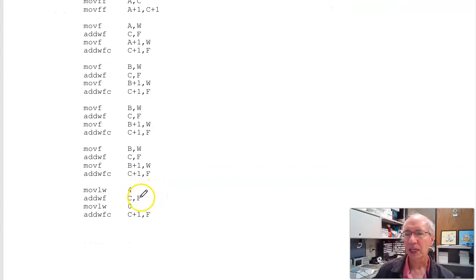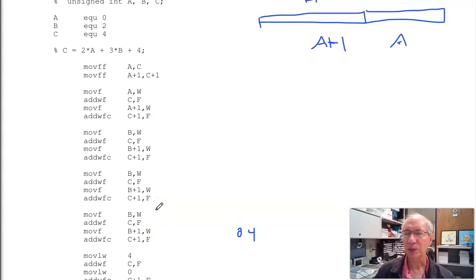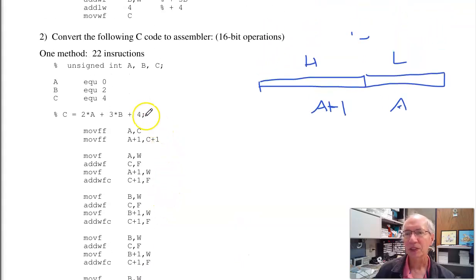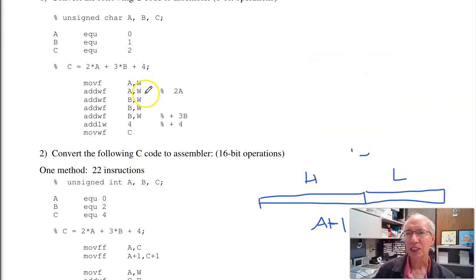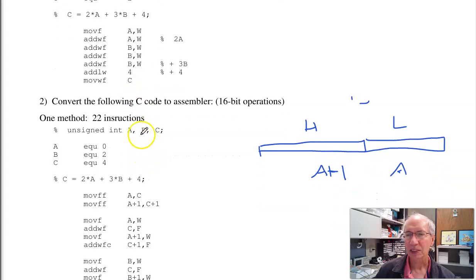Then the number 4. Take 4, add it to the low byte of C. Take the number 0, since 4 is 0, 4, add it to the high byte of C with a carry. And after all that, I have 2A plus 3B plus 4. And notice a 16-bit operation is 22 instructions. An 8-bit operation is 7 instructions. It's a lot more code to work with 16-bit numbers. Even more code to work with long integers. Even more code to work with floating point.